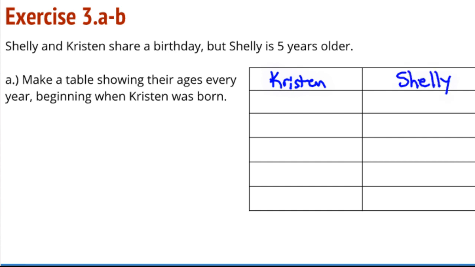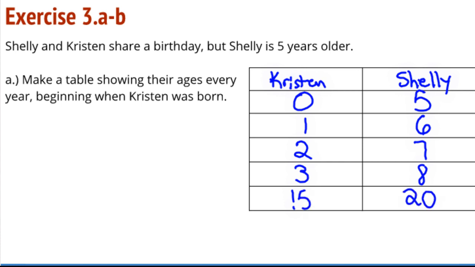And Shelley is 5 years older. So when Kristen was born, Shelley is 5. When Kristen is 1, Shelley is 6. When Kristen is 2, Shelley is 7. When Kristen is 3, Shelley is 8. And when Kristen is 15, Shelley is 20. Notice that I skipped in there. That's okay. I'm playing with the numbers. I'm seeing what's happened.